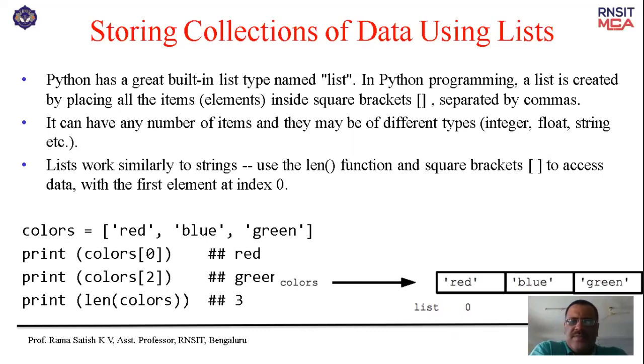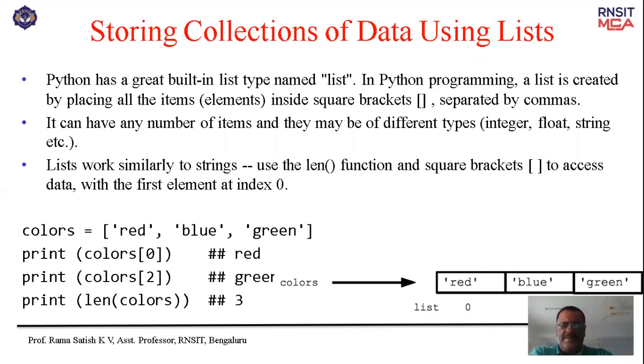Working with a list is very similar to strings. Exactly how you use the len function in a string to find the length of the string, here the same length function is used to find the number of elements inside the list. And of course, we use the square brackets to access each element by using the index numbers inside the square brackets. And index number always starts with 0.